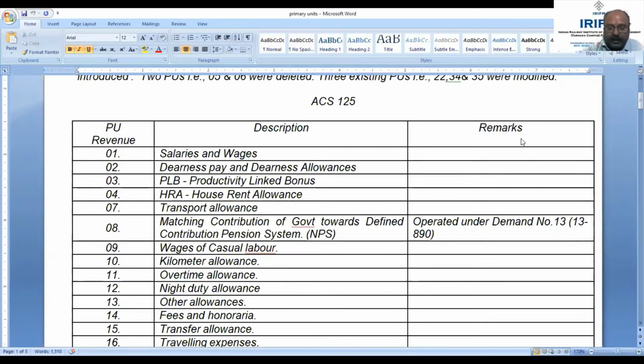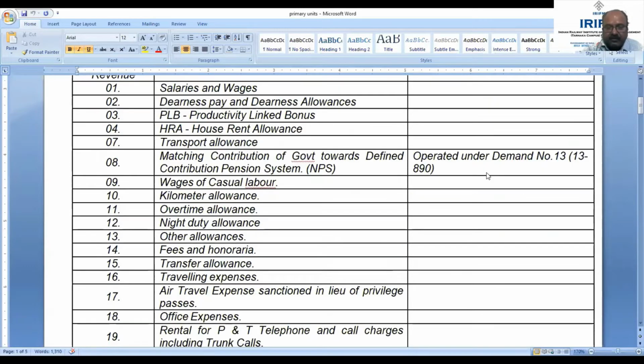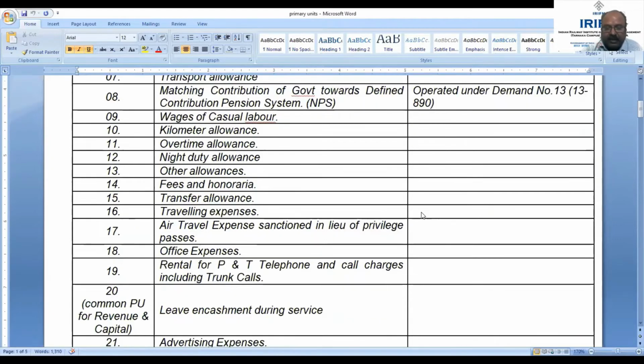And 10 is kilometer allowance, very, very important for running staff. And 11 is OT allowance, 12 is NDA night duty allowance, and all other allowances are 13. 14 is fees and honoraria, and 15 is transfer allowance, and 16 is a very, very important controllable PU, traveling expenses, TA paid to the employees on duty. 17 is air travel expense in lieu of privilege pass.